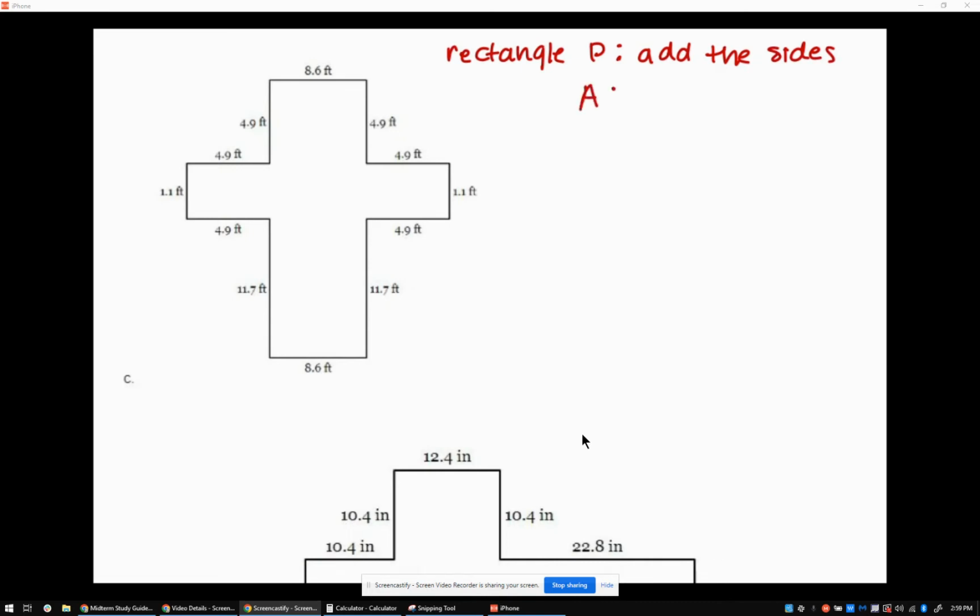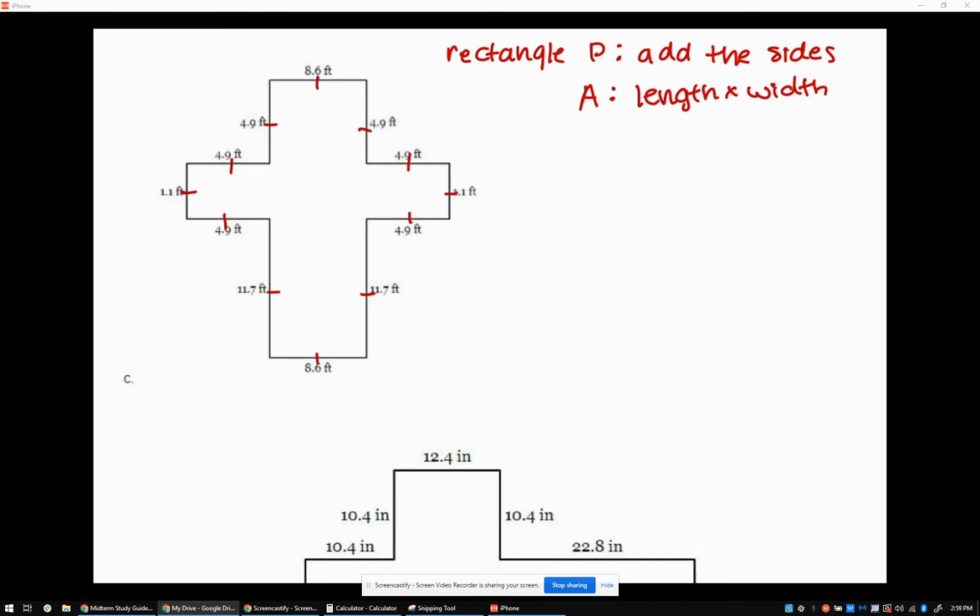If you're talking about the area of a basic rectangle, then that is just going to be the length times the width. And we'll see a little bit more about that here. So for the perimeter of this first one, this cross-looking one, I'm just going to add 8.6, 4.9, 4.9, 1.1, 4.9, 11.7, 8.6, 11.7, 4.9, 1.1, 4.9, and 4.9 together. And that is pretty much how I got our answer.